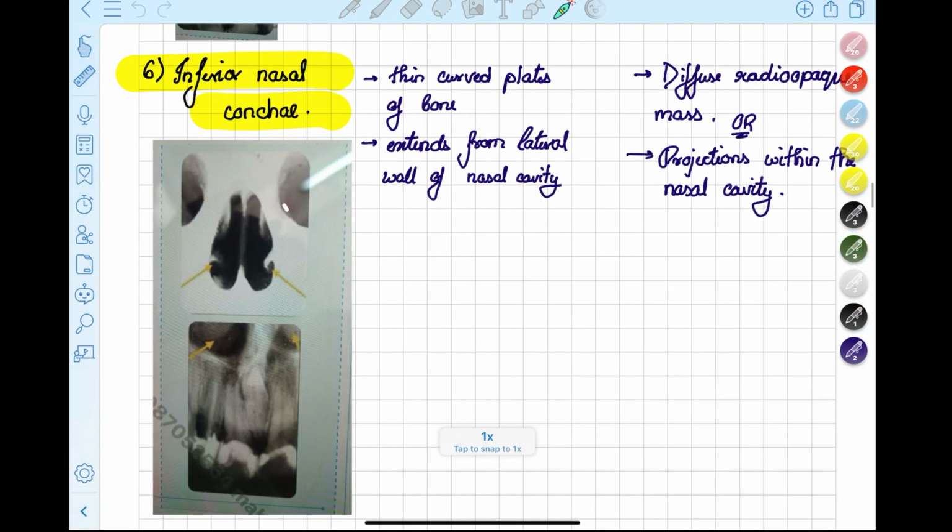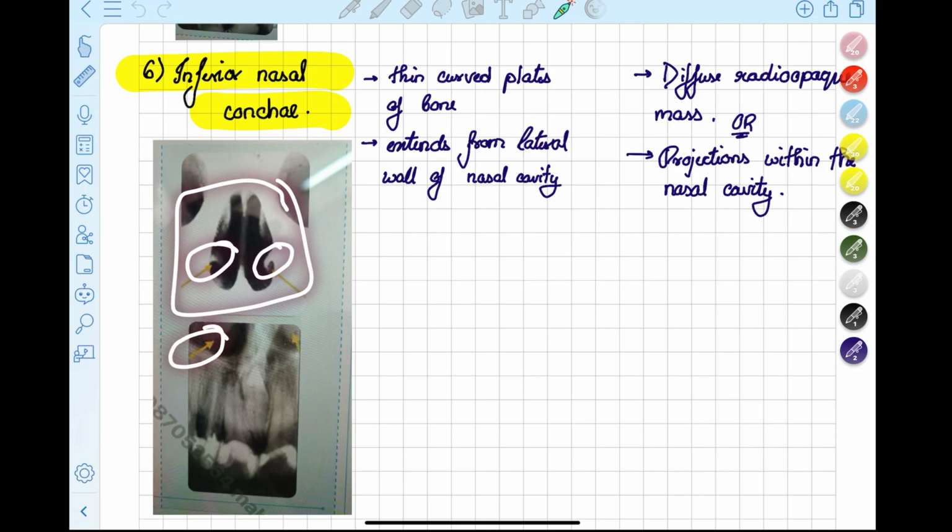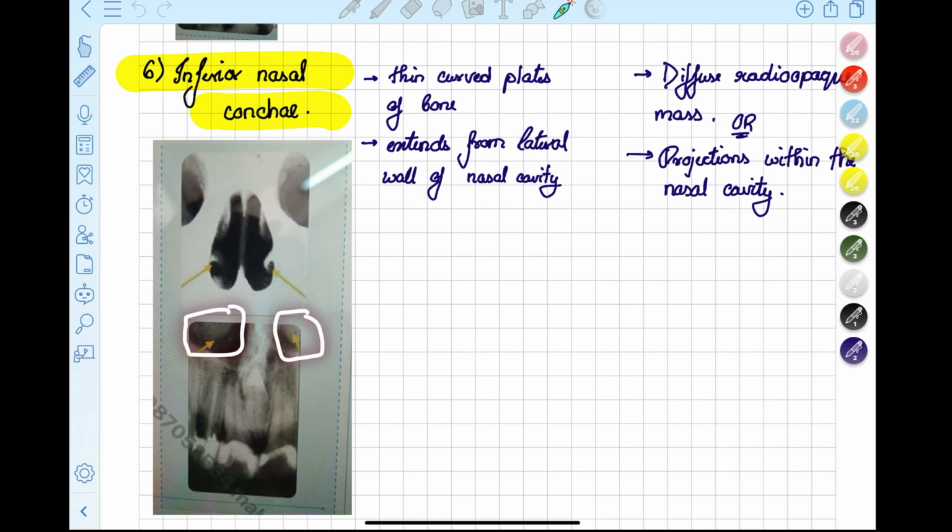As we can see here, this is the inferior nasal conchae. The white structure, as you can see here, is nothing but the inferior nasal conchae.